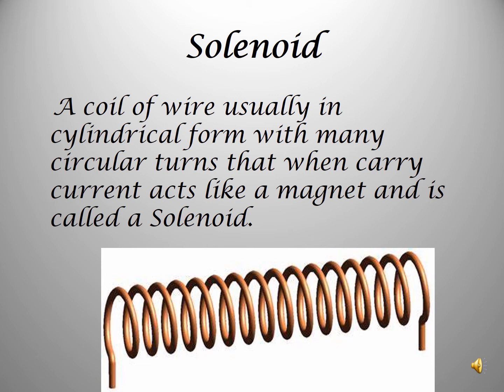Just look at the figure given here, study it. Doesn't it look like a cylinder? Yes. Doesn't it have many turns? Yes. So, a solenoid is nothing but a coil of wire, usually in cylindrical form with many circular turns. And if you allow current to flow through it, it will act like a magnet.